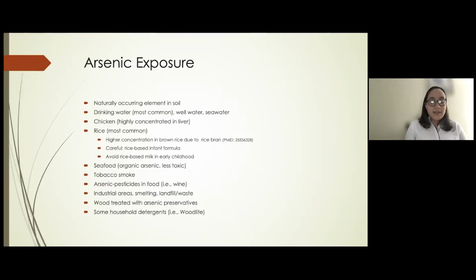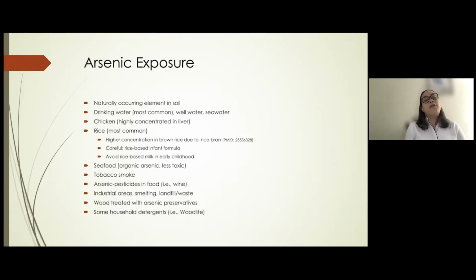And surprisingly, it's higher in brown rice than in white rice, because in brown rice the arsenic tends to accumulate in the rice bran itself. Be careful with babies who are drinking rice-based infant formula because that's only going to increase their arsenic level. And of course, it's a neurotoxin, and babies have an underdeveloped blood-brain barrier. And avoid rice-based milk in early childhood to reduce arsenic exposure on that growing child.